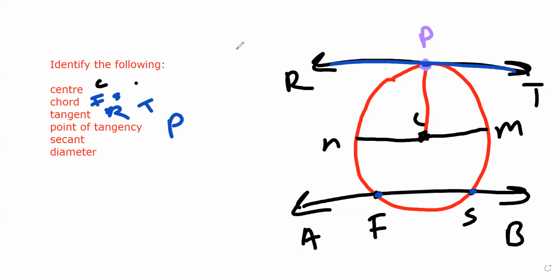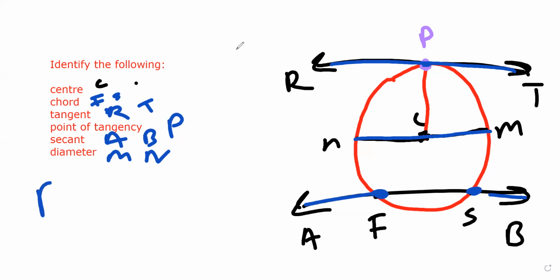Where's the secant? Now the secant line is a figure that contains the chord, which is SF, and the line, which is AB. So we just say AB is a secant. The diameter is the one that goes through the center, which is MN, or you could say NM. It doesn't matter which direction you want to go.